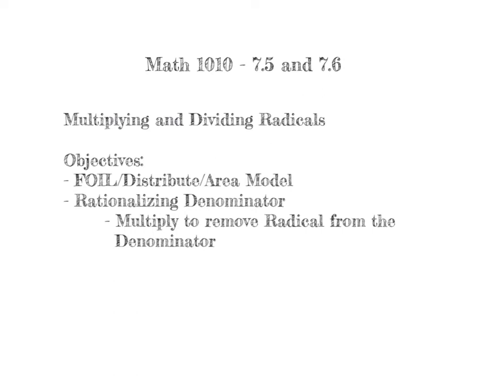Okay, so this is going to be our 7.7, 7.5, and 7.6 review with multiplying and dividing radicals. So objectives, we're going to look at the FOIL, distributive property, area model, being able to multiply like that. And then also a process which is called rationalizing the denominator.